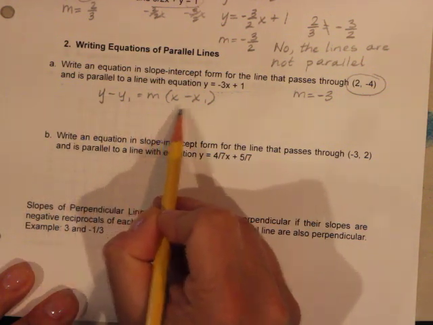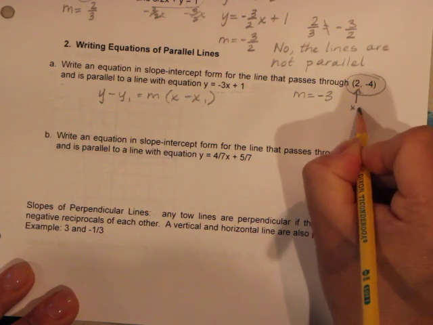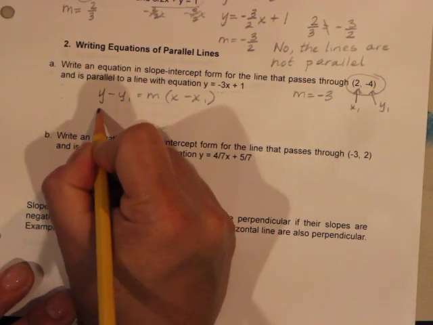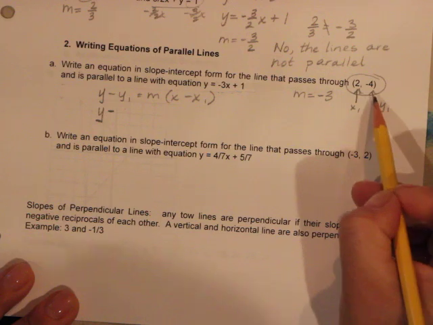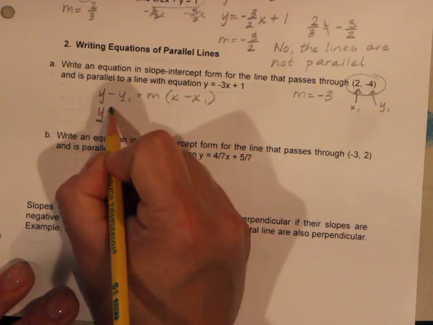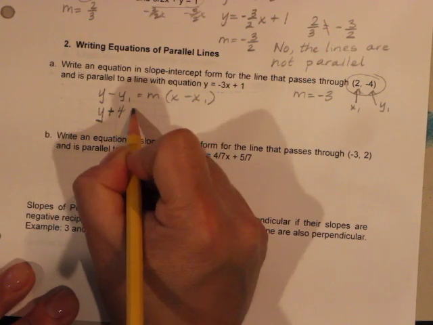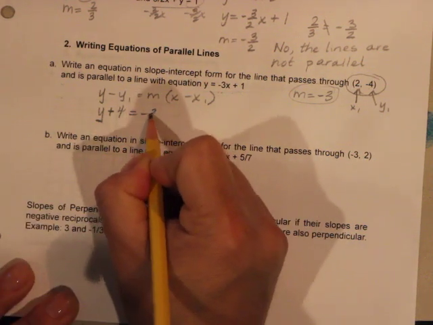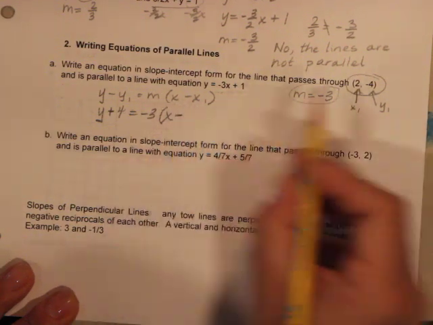Leave y and x alone. x1 and y1 are these two points right here. Okay? So here's x1, here's y1. Now we just plug and play. So leave y alone. We don't know what that is yet. We're just trying to write an equation. y minus y1 is -4. So y minus -4 is going to give me +4, because minus -4 is +4. Equals m, I know what m is, it has to be parallel, so it's got to be the exact same slope, -3 times, I don't know what this x is, here's my x1, x minus 2.